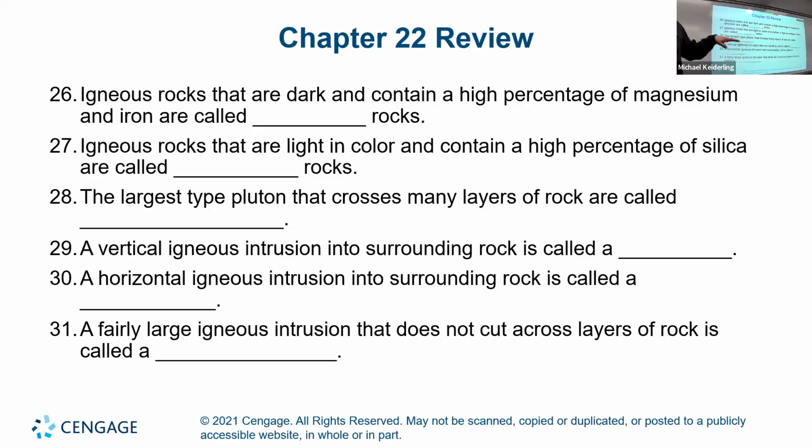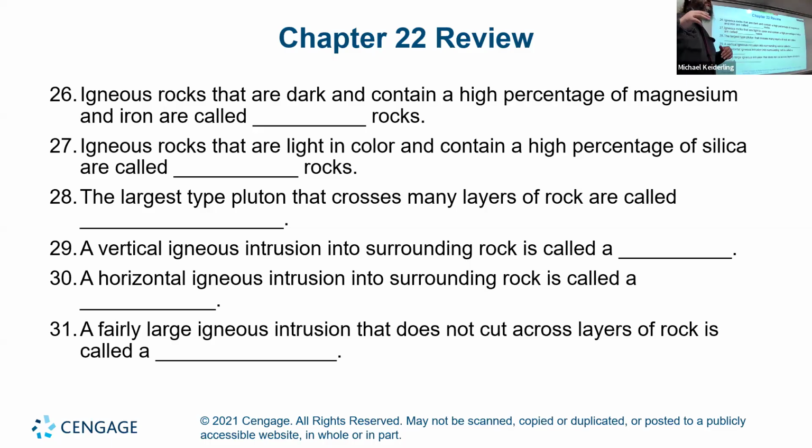A horizontal igneous intrusion into the surrounding rock... a vertical igneous intrusion into the surrounding rock: if it's just along a crack and thin, it's called a dike, but that's generally called discordant. And horizontal ones, if it's flat and thin, that's called a sill. Yes, a horizontal igneous intrusion cutting through the surrounding rock is called a sill.